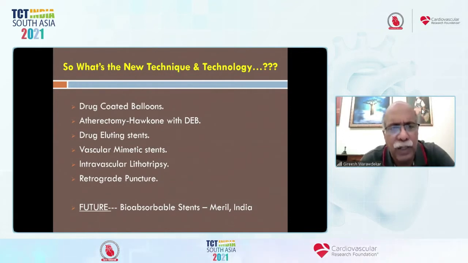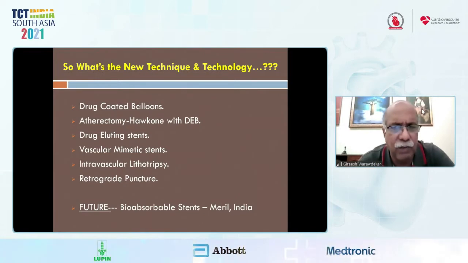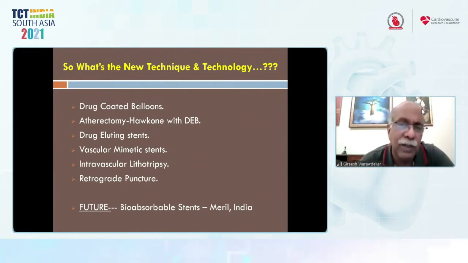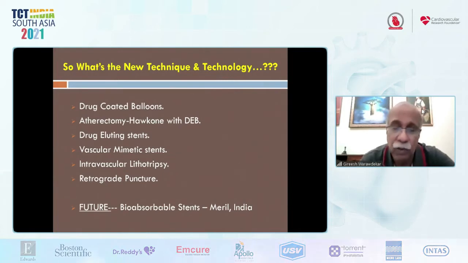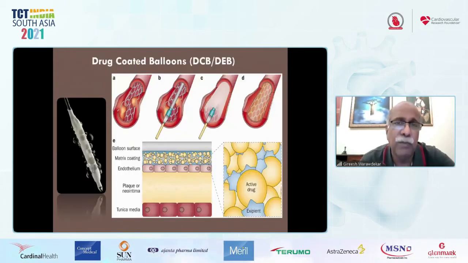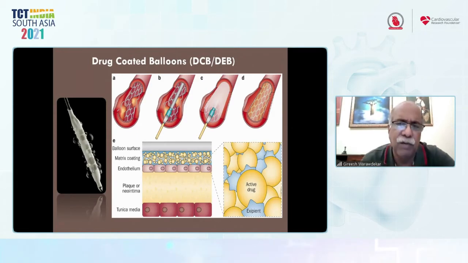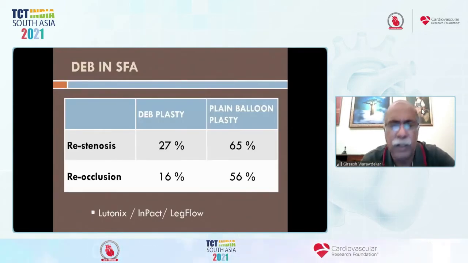So what are the new techniques that evolved? There were drug-coated balloons, atherectomy with drug-eluting balloons, drug-eluting stents, and biomimetic stents. Now the new kid on the block is intravascular lithotripsy. And the way to go, I would think, would be bioabsorbable stents, especially in the SFA. I won't go into too much detail on how the drug-eluting balloon works. Basically, it is an antimitotic drug which prevents neo-intimal hyperplasia.